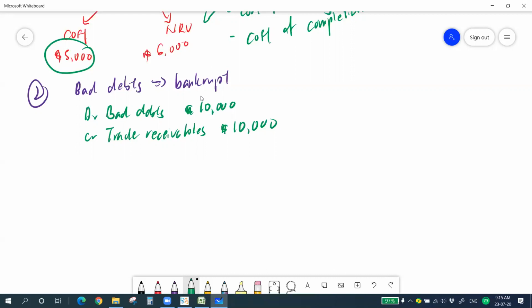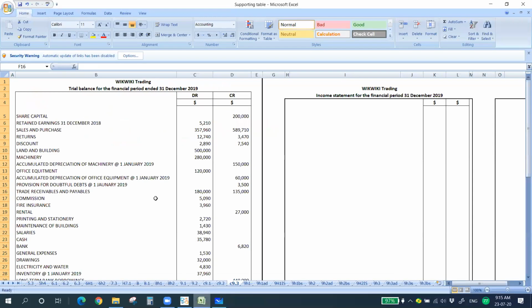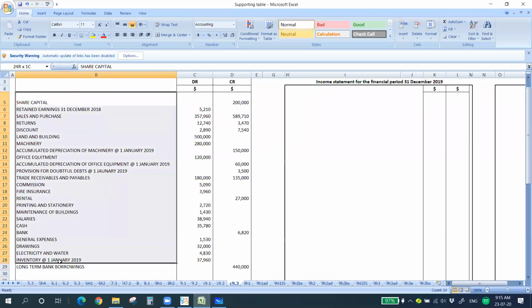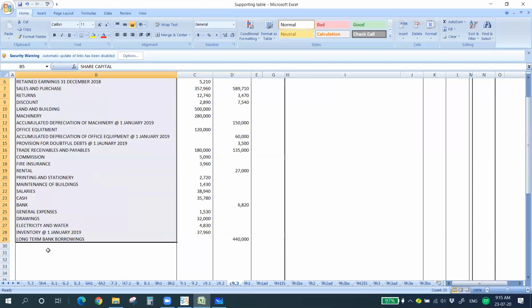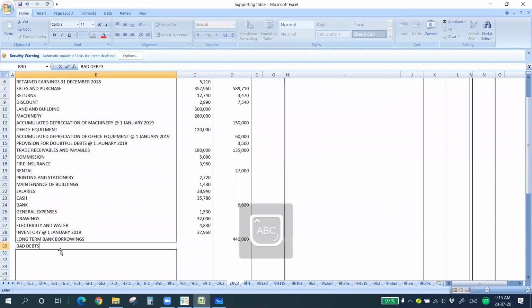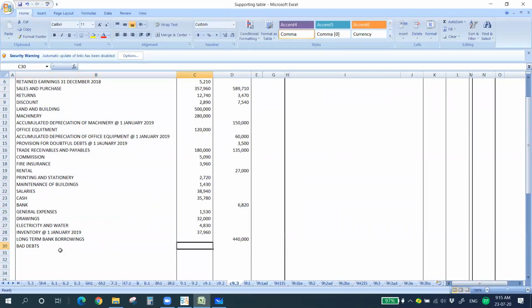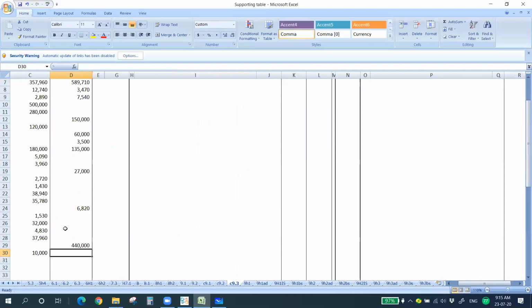So now we have to show this adjustment in our trial balance. Go to your trial balance. First, you scan it. Do you have bad debts here? We don't have bad debts here, right? So we create the bad debts ourselves. We write bad debts. What is the value for this bad debts? 10,000. So we write on the debit side 10,000.